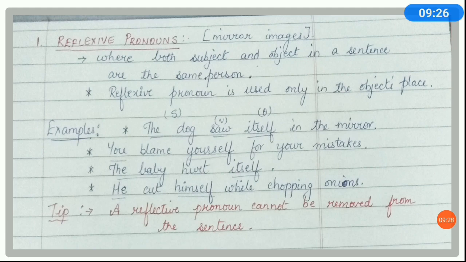If you look at these examples, the dog saw itself in the mirror. Can you understand that the dog is the subject? Saw is the verb. What did the dog see?